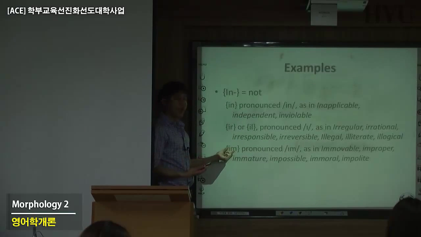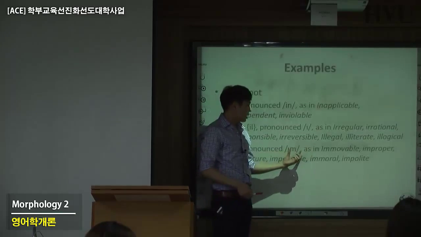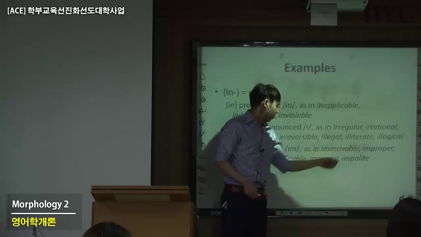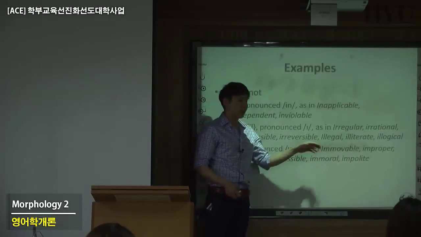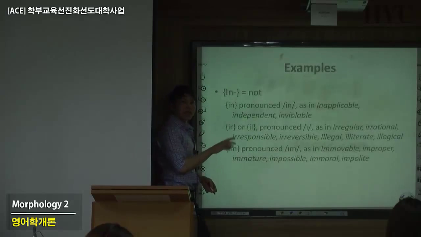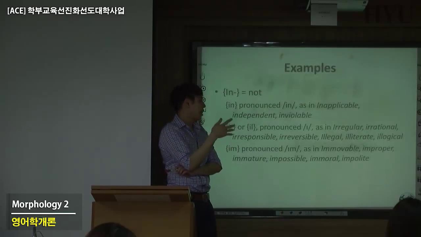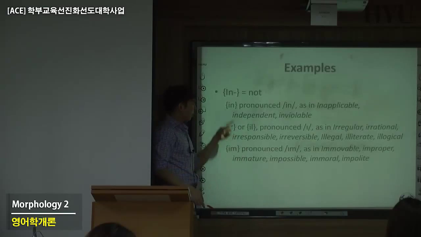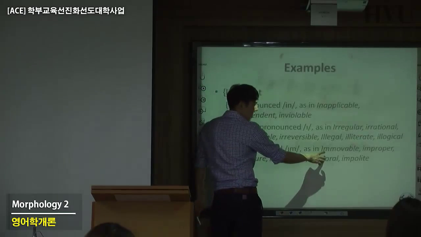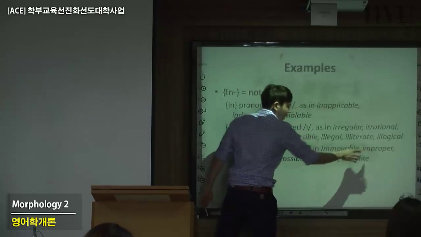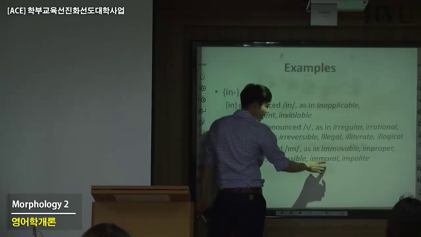Or in other places, you have im, which means not again, but you see that morpheme in immovable, improper, immature, impossible, immoral, and impolite, okay? So in different places, in different environments, in different positions, your morpheme could look different, could become just a little bit different from the original morpheme, okay? And that has to do with the sound patterns of English, right? So, for example, in, the n becomes m, im. You see it occurs before m and p.